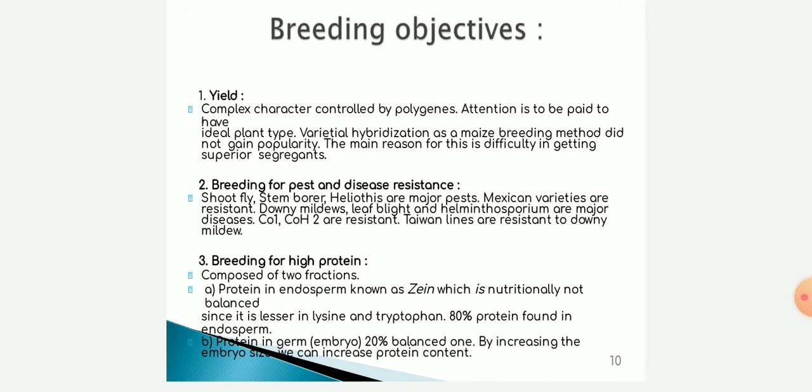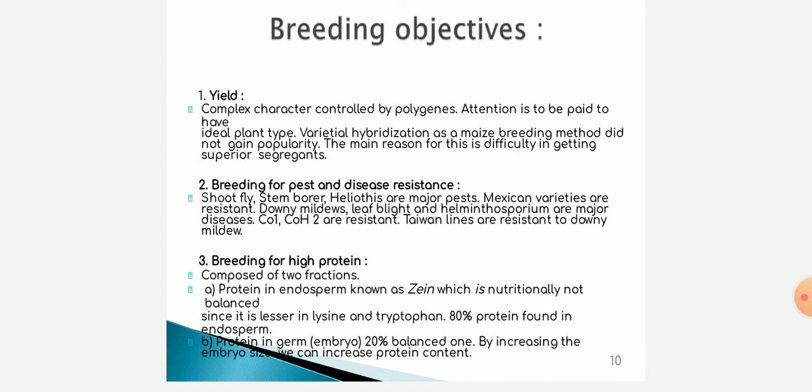Second objective is breeding for pest and disease resistance, that is abiotic and biotic factors. Biotic factors include shoot fly, stem borer, Helicoverpa as major pests. Mexican varieties are resistant. Then downy mildew, leaf blight and Helminthosporium are the major diseases. CO1 and CoH2 are resistant to these diseases. Taiwan lines are resistant to downy mildew.